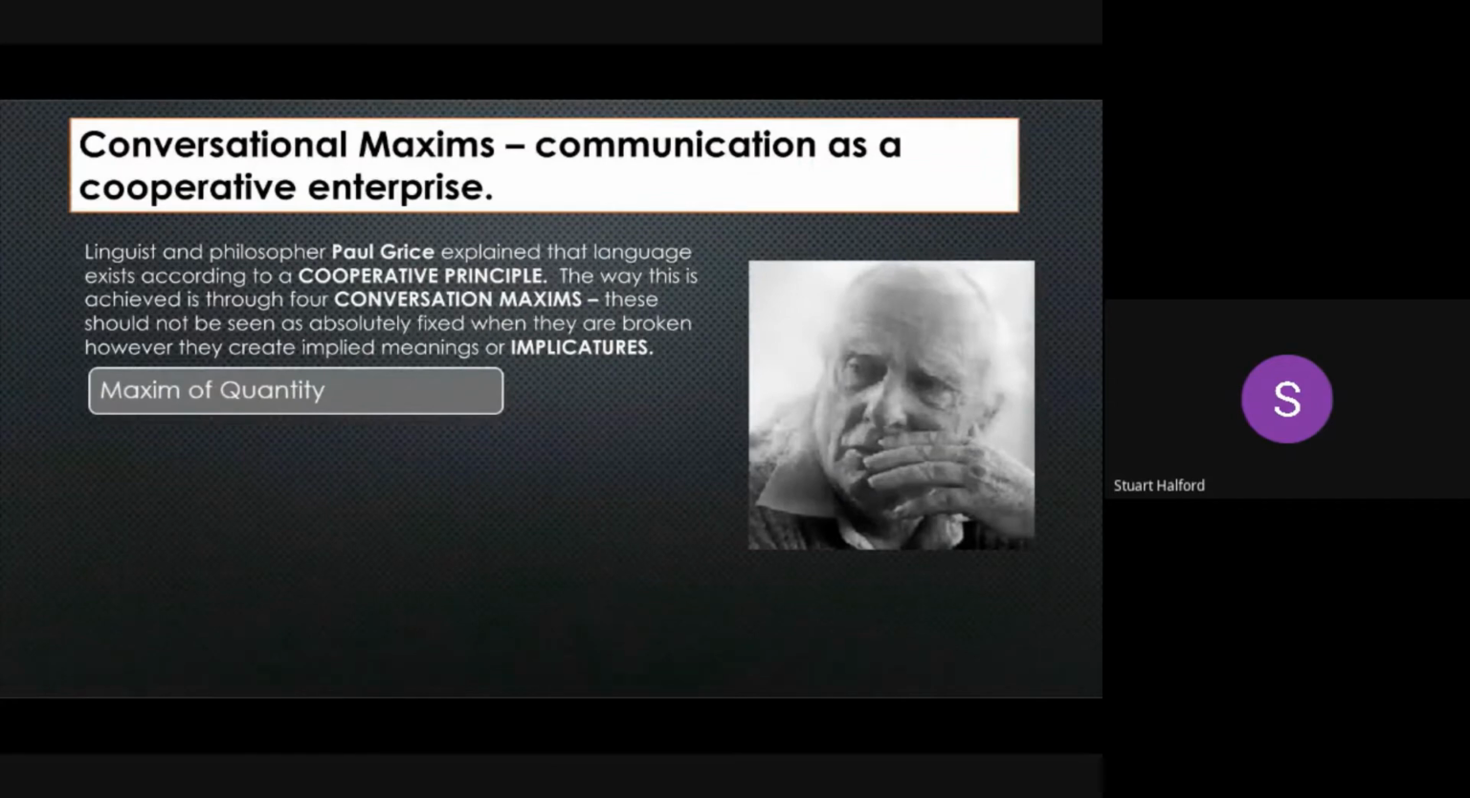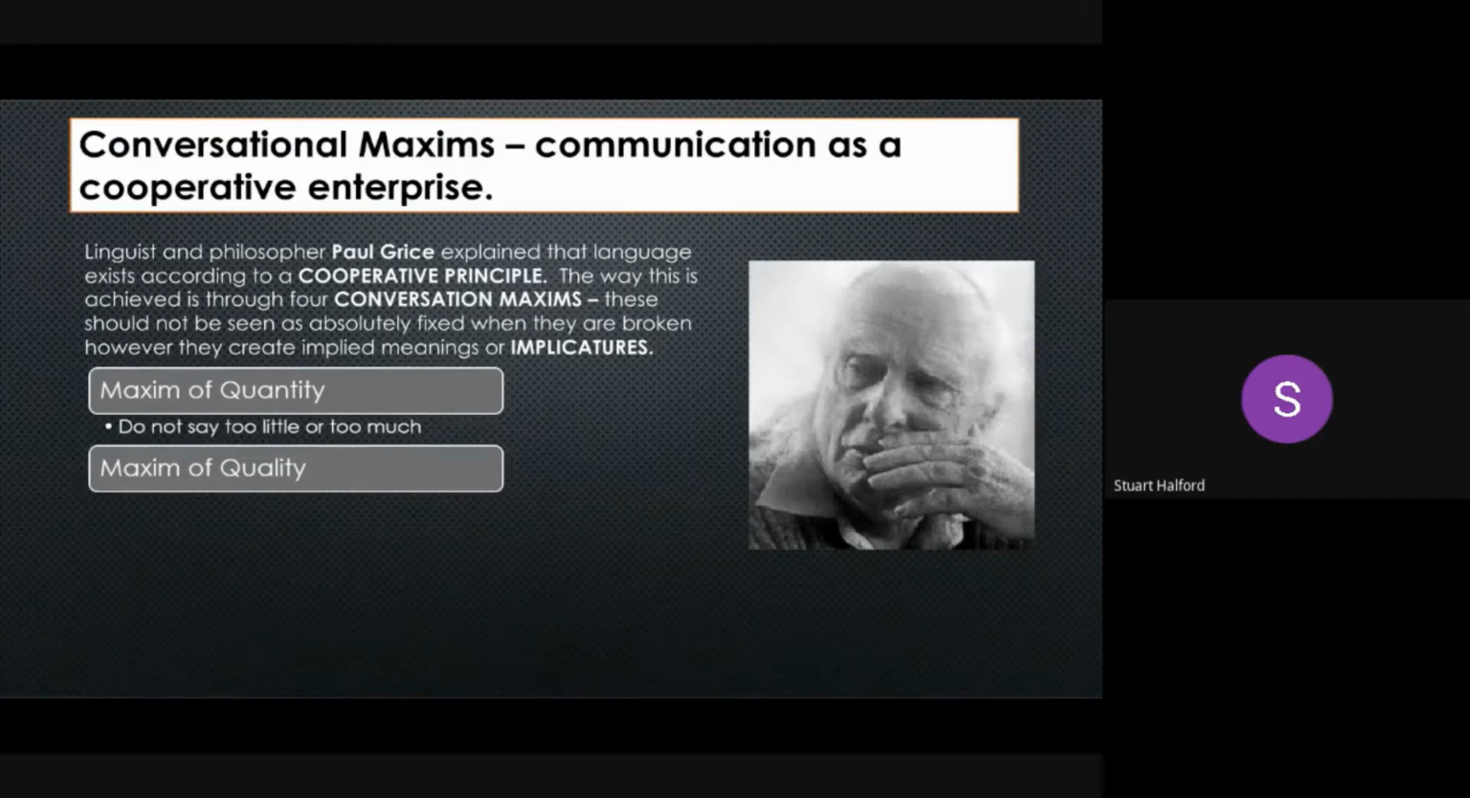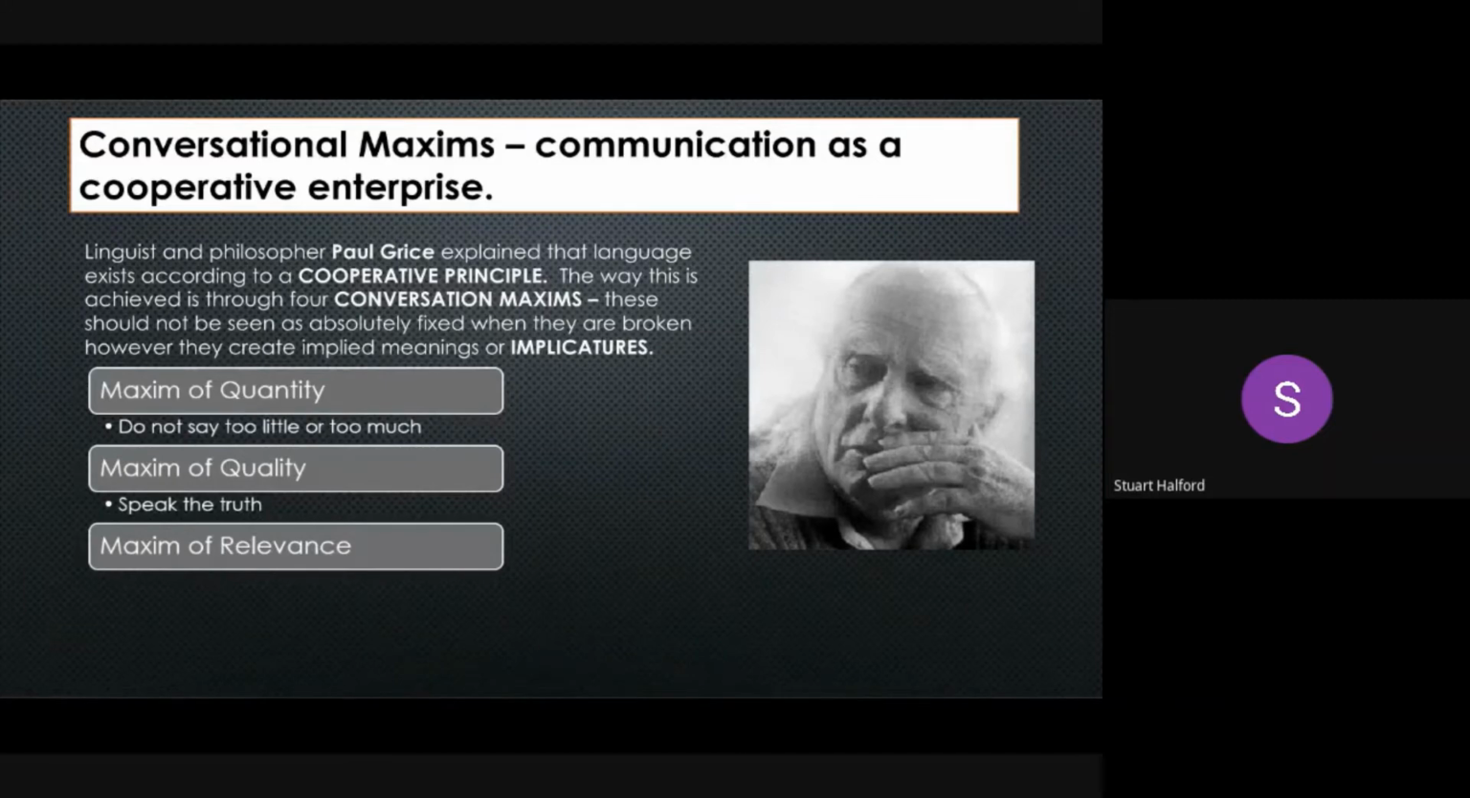So the first one then is the maxim of quantity. Basically this means don't say too little or too much. So you need to judge how much you need to say for the situation. Then there's the maxim of quality, and that means always speak the truth. Whatever we say should be factual, should be verifiable, should be accurate as far as is possible.